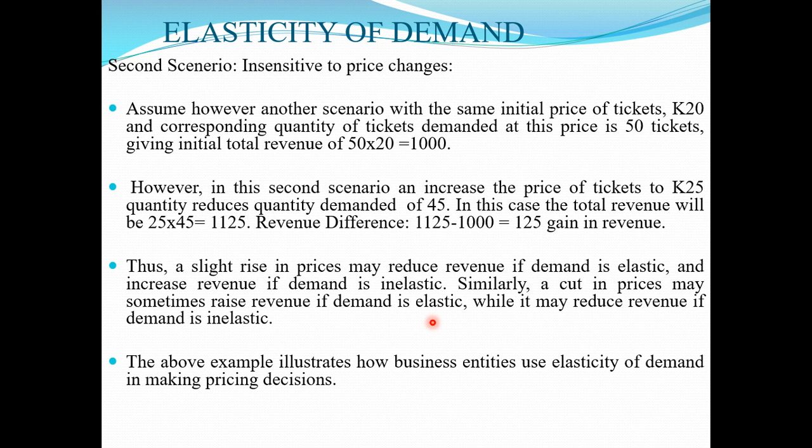You have reduced the price, one. Two, demand is also on the negative side. So what are you doing? You're doing nothing, really. So the two examples illustrate how business entities use elasticity of demand in making pricing decisions. So pricing decisions are based on elasticity. You're supposed to know how to play around with elasticity before you reach that conclusion about pricing.